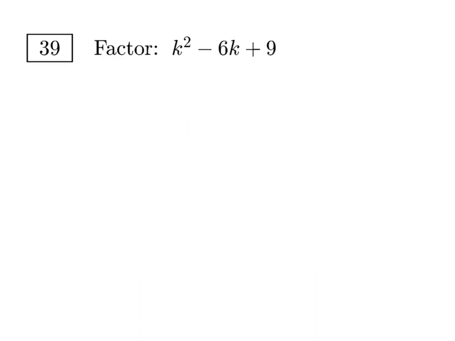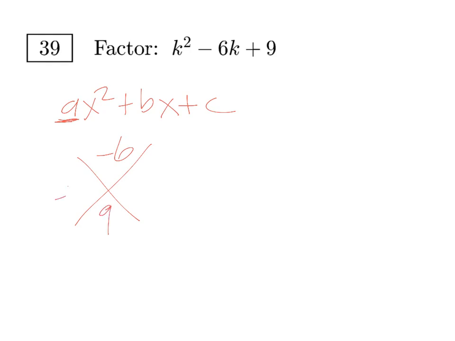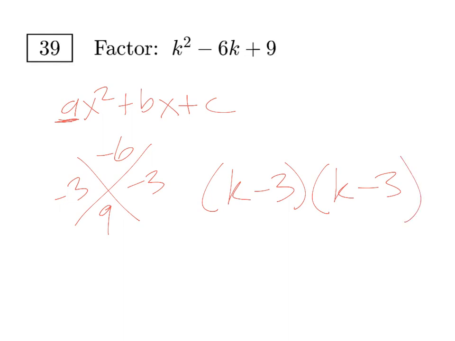Alright, then I have k squared minus 6k plus 9. Alright, this is simple. All we're doing here is factoring. This is very simple to do. Alright, a equals 1, so I've got to find two numbers that add up to negative 6, multiply to give me 9. So I get negative 3 and negative 3. So I end up with k minus 3 times k minus 3. And that's it. We just factored it. And actually, if you want to condense your answer, it's k minus 3 squared. Done.